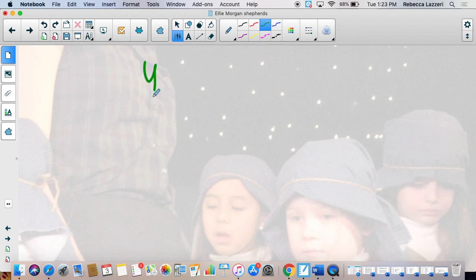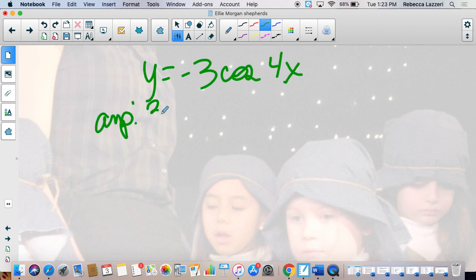All right, so now let's do y equals negative 3 cosine 4x. All right, the amplitude is actually 3 because it's just a distance from the middle, going up and down 3.